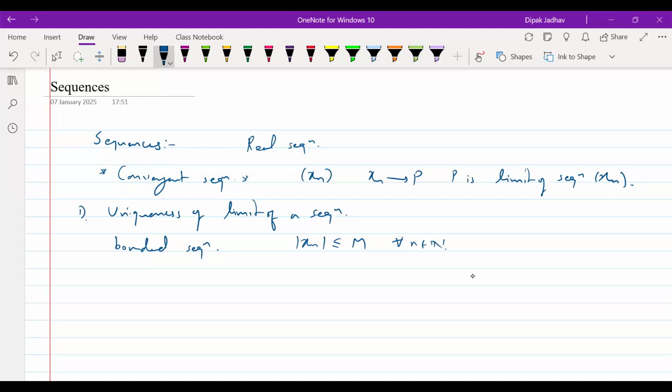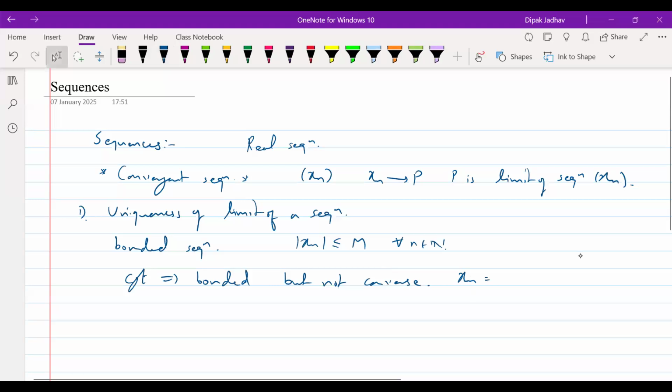Then there is a relationship between convergent sequences and bounded sequences. Every convergent sequence is always bounded, but not conversely. It means every bounded sequence need not be convergent. For example, we can take xn equal to minus 1 raised to n for all n in N. This is a bounded sequence but not convergent. A routine example.